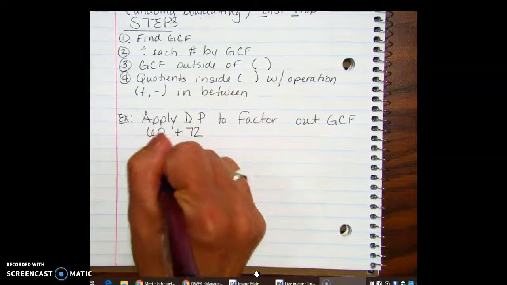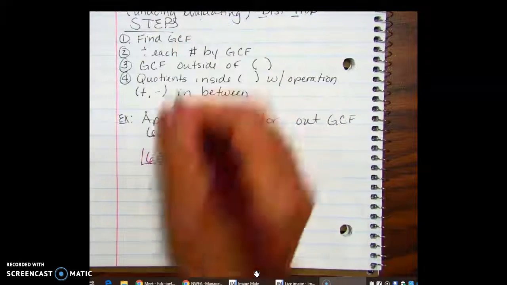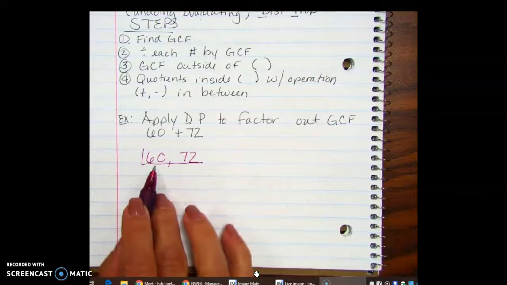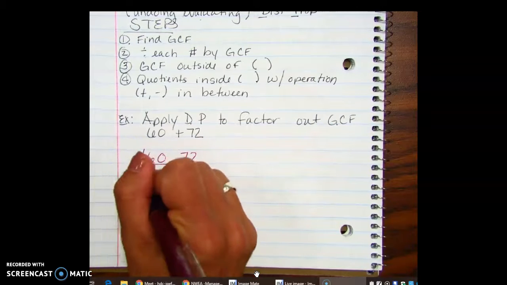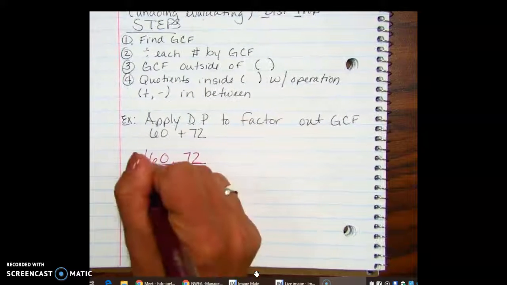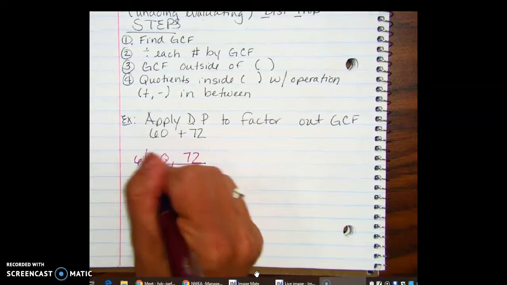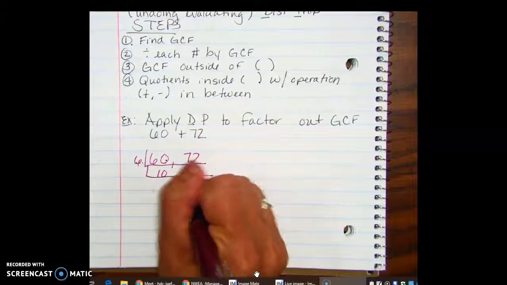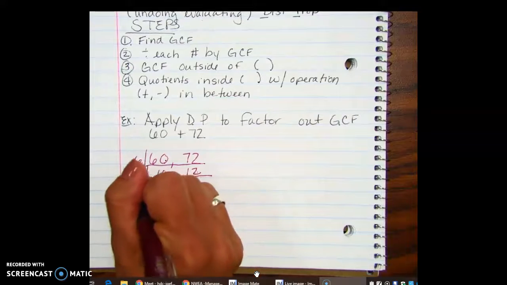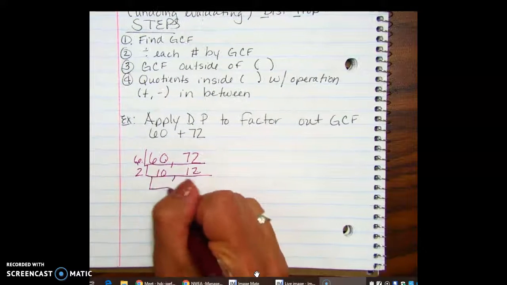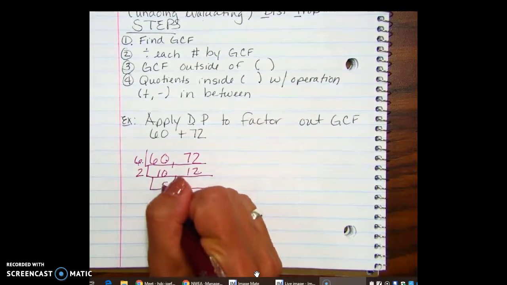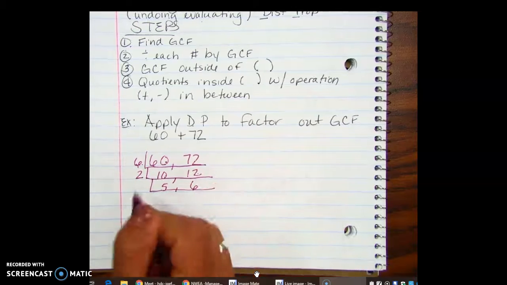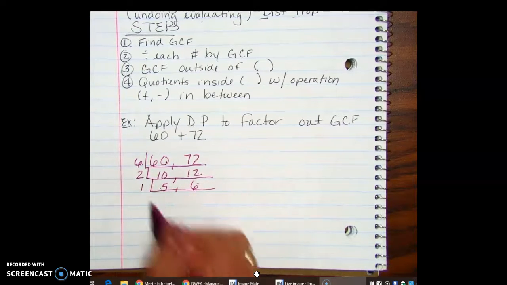We're going to use the L method, my fave. So I know that both of these have 6 as a common factor. 60 divided by 6 is 10. 72 divided by 6 is 12. These are both even, so 2 goes into both of these. So I draw my L down here. I have 5 and I have 6. The common factor between these two is 1.